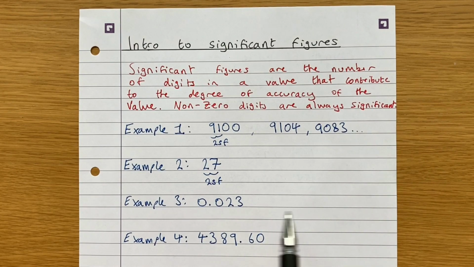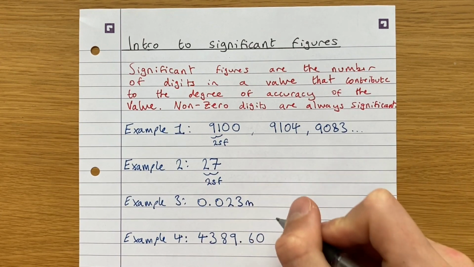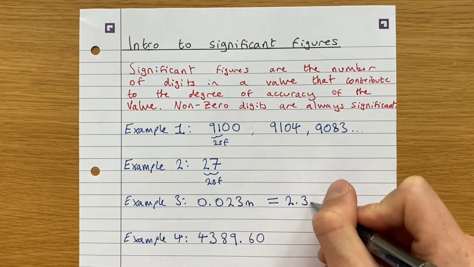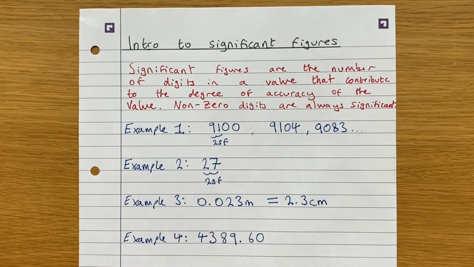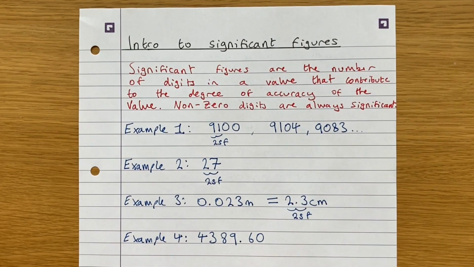0.023. You may look at this and think that the 0 definitely contributes to the degree of accuracy because that's part of the number, the 2 does and the 3 does. It may appear that it's correct to 3 significant figures. But let's have a think about if this was written as 0.023 meters. This is equal to 2.3 centimeters. And looking at this number, you'd say that it's correct as 2 significant figures because obviously non-zero digits are always significant. And that suggests this here is correct as 2 significant figures as well.